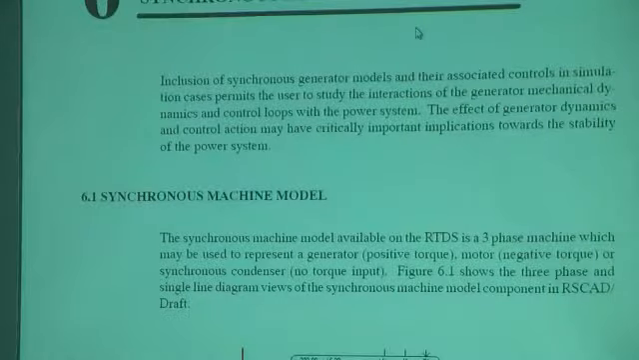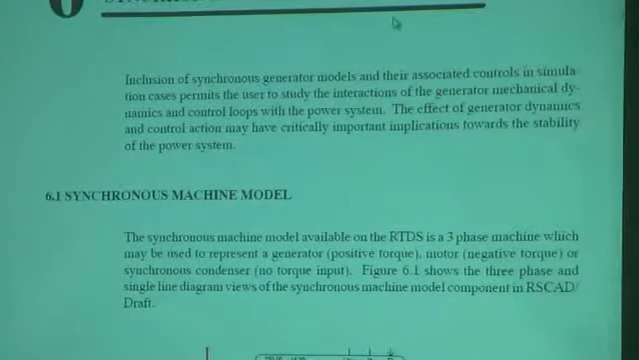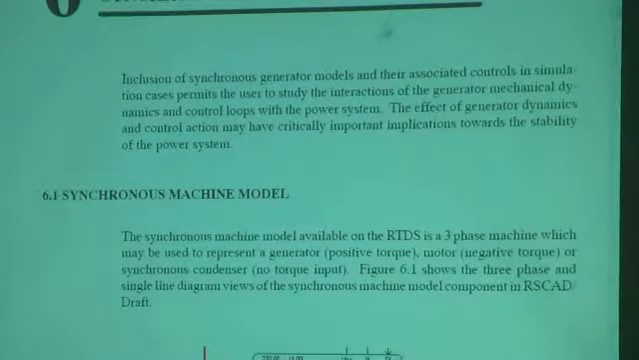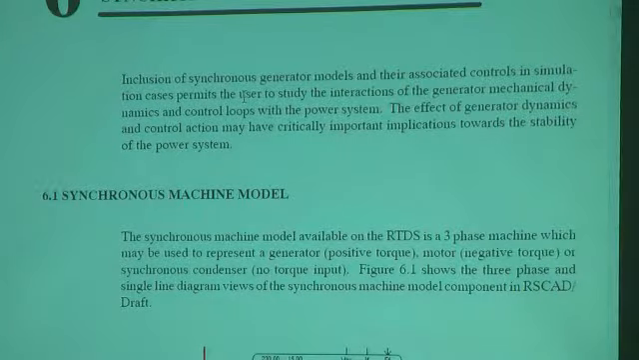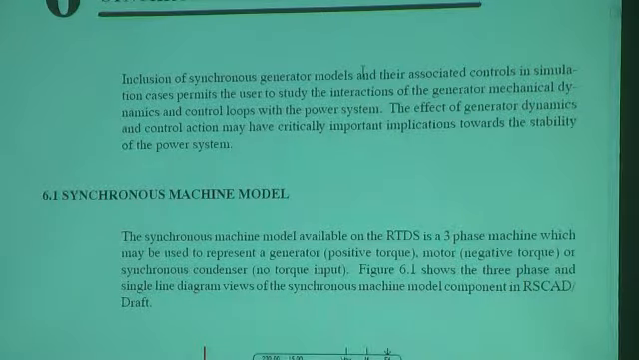We're going to look at Chapter 6 and introduce the synchronous machine and controls. Chapter 6 is meant to introduce the user to the synchronous generator model and associated controls. Automatic voltage regulator, power system stabilizer, excitation system.